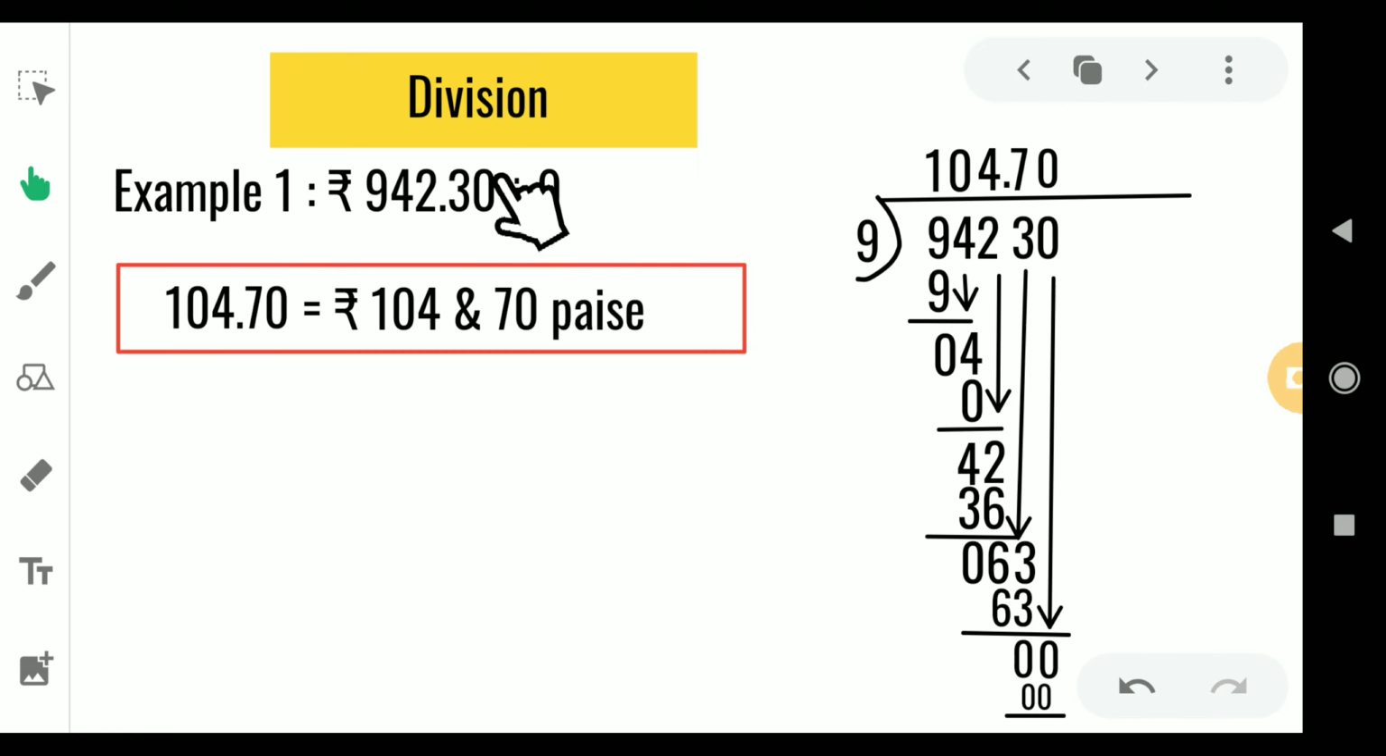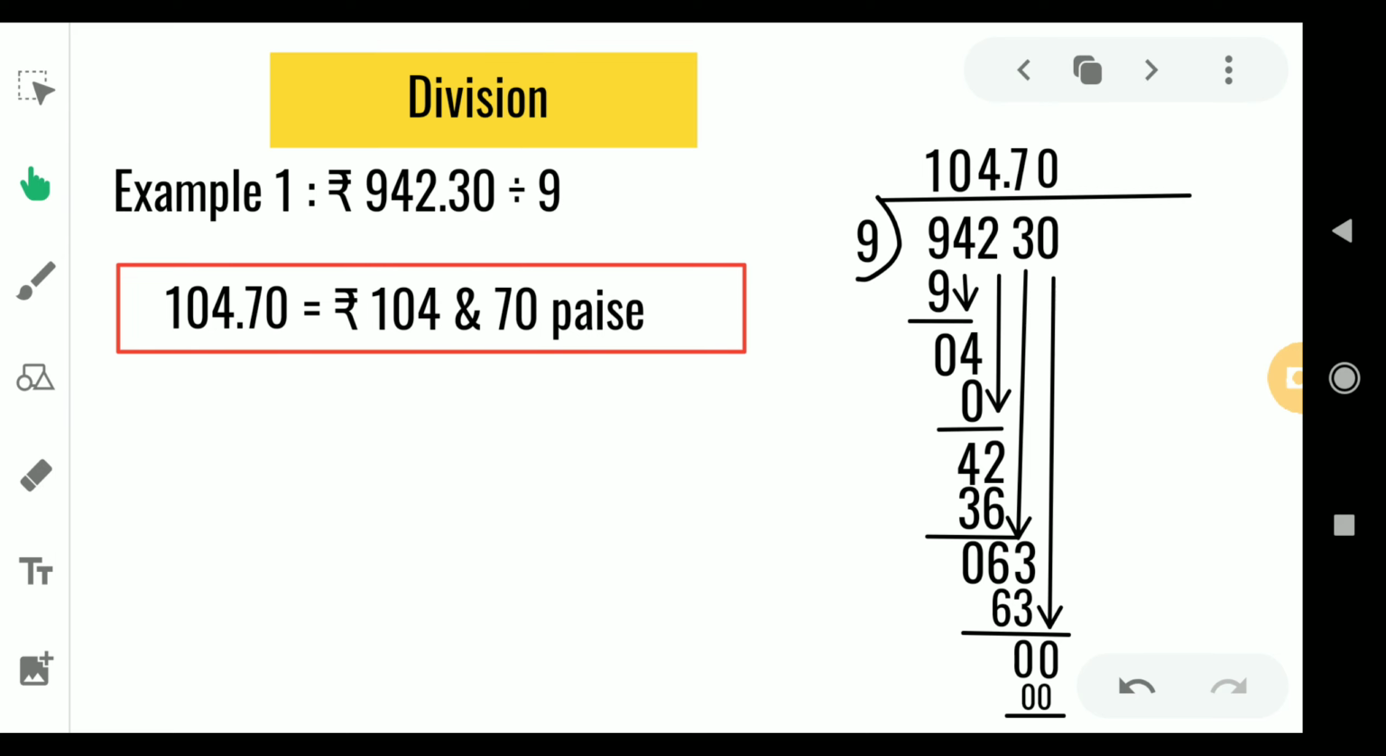So in the original number, the decimal point has been placed after 2 places. So that is why here as well you have to put the decimal point after 2 decimal places. So finally you got 104 rupees, because this is the integral part. So that's why this makes the rupee. So 104 rupees, and the remaining is the decimal part, that is paise. So when you divide 942 rupees 30 paise by 9, your answer would be rupees 104 and 70 paise.